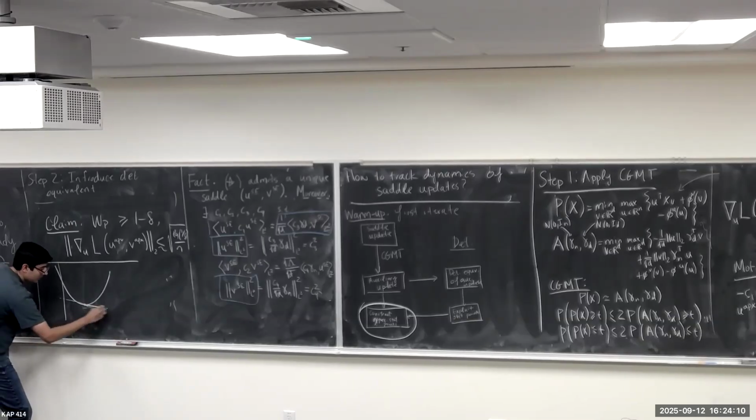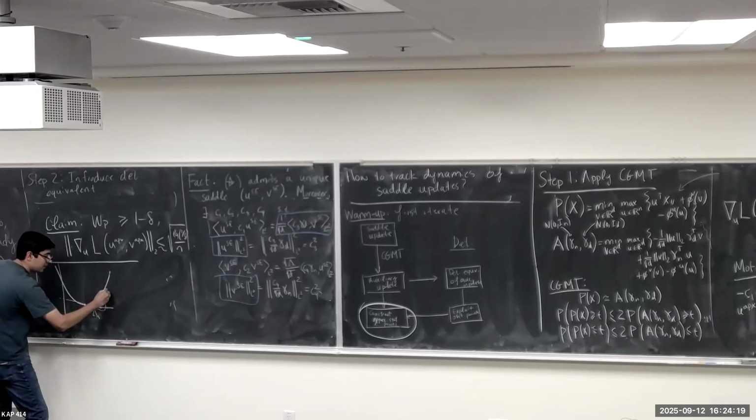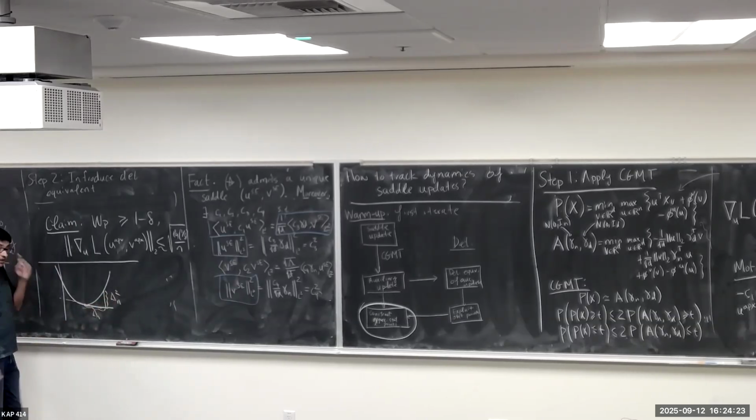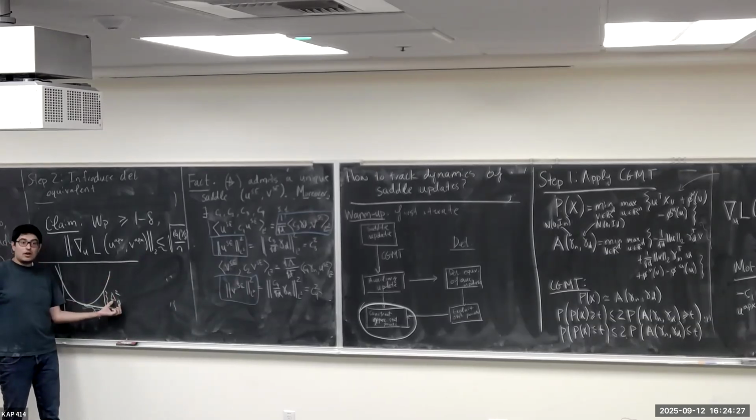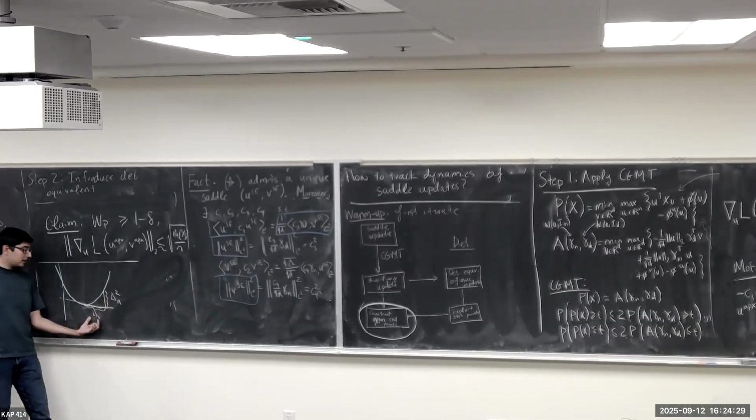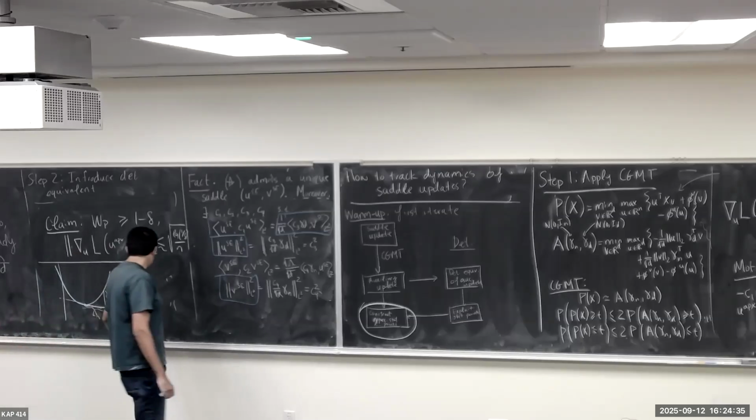If this is my minimizer, and let's say I go delta n away from the minimizer, then I know that up here, I'm going delta n squared. So roughly speaking, what this means is that if I can control the deviations of the loss on the order delta n squared, then I can get something on the parameters on the order of delta n.